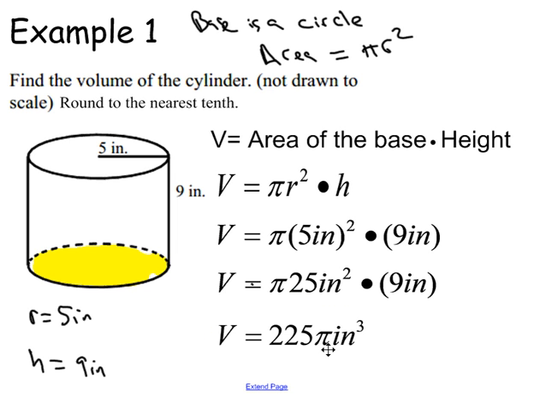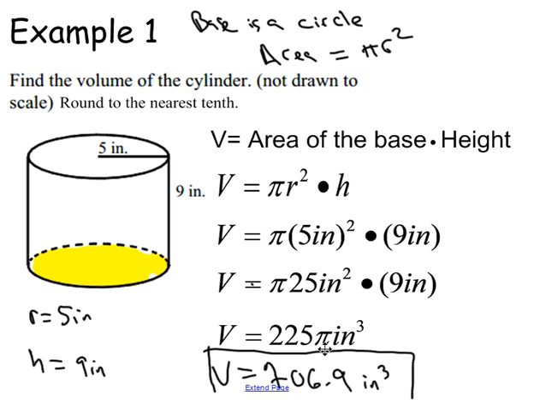Just a little side note, okay? Whenever you solve for volume, the units, in this case the units is inches, the units should be raised to the third power, all right? Okay, so for this problem, it says to round to the nearest tenth, so we're actually going to have to multiply this out. So we're going to have 225 times pi, and that gives us 706.9 inches cubed when you round it to the nearest tenth.